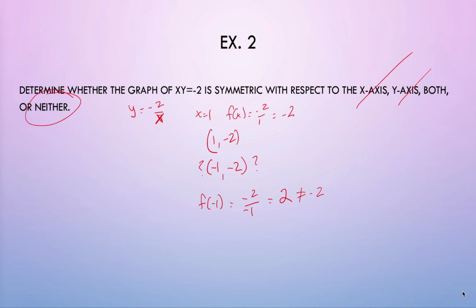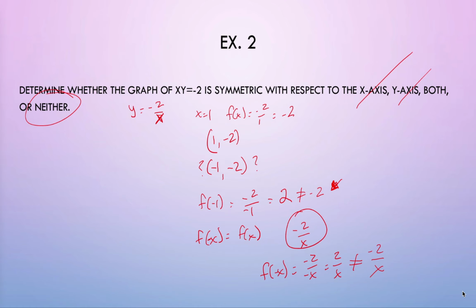And we can do this last part, the y-axis symmetry, more generally if we say, is f of negative x equal to f of x? So my function is negative 2 over x. F of negative x would be negative 2 over negative x, which would be 2 over x, which is not equal to the original f of x. So no y-axis symmetry.